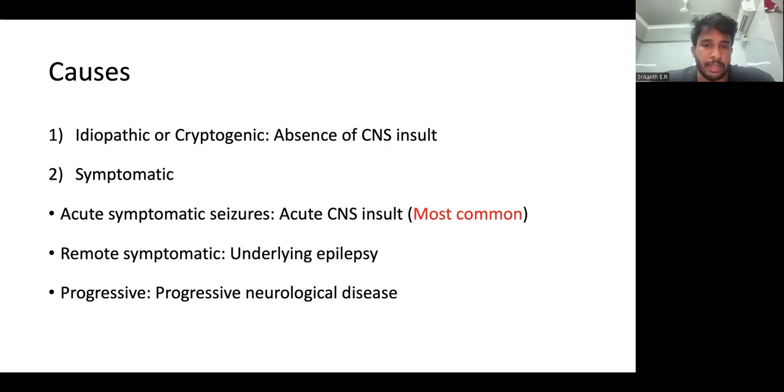Idiopathic seizures is when there is no CNS insult at all. And symptomatic seizures are acute symptomatic seizures. You will call it when there's an acute CNS insult. We look at what these acute CNS insults are. Then there are remote symptomatic seizures when there's an underlying epilepsy, and progressive symptomatic seizures when there's a progressive neurological disease associated with the seizures.